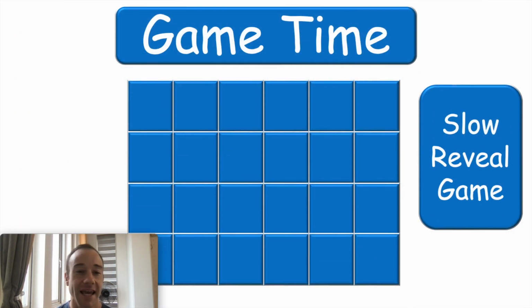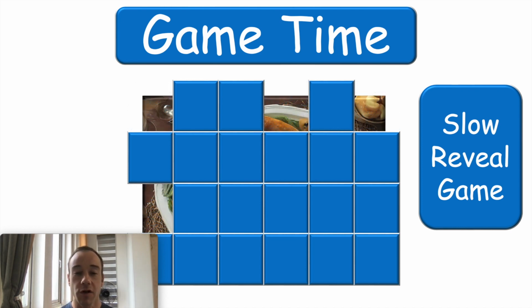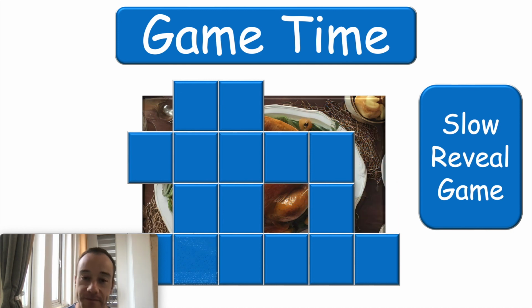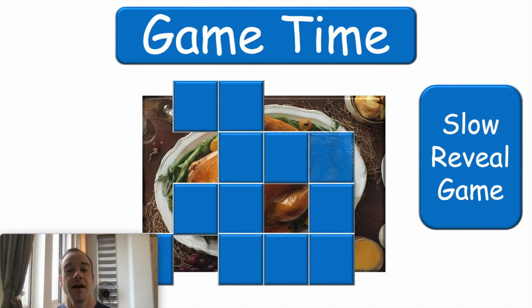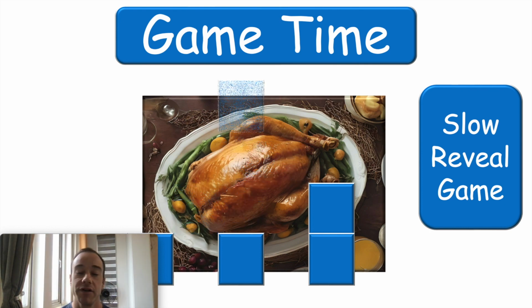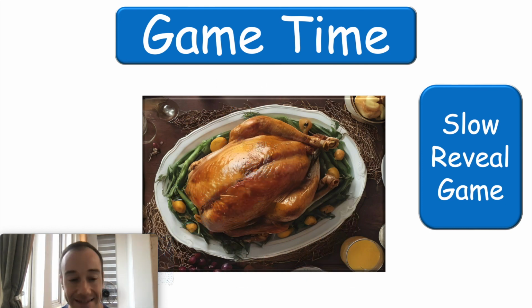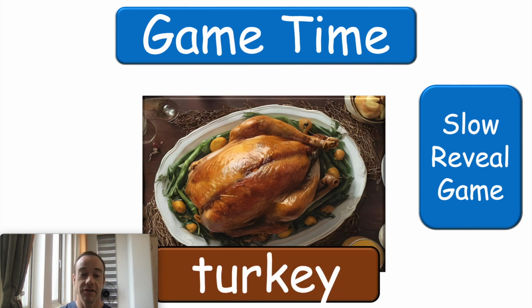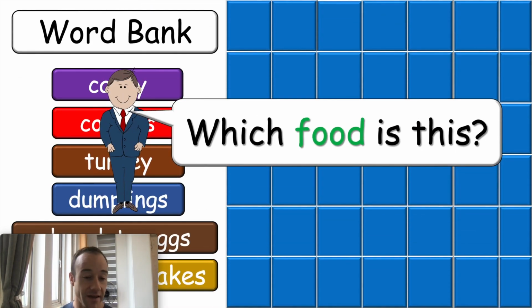Okay, so this next game is the slow reveal game. It's a classic. The students love it. Okay, these tiles will slowly disappear, revealing a picture. The first student to realize what that picture is will say it, and they will get points for their team. Okay, so in this case, it's turkey. The first student to say turkey will get points, maybe 2 points or 3 points or whatever. Okay, then we begin the game. Okay, so the whole class can play this at the same time.